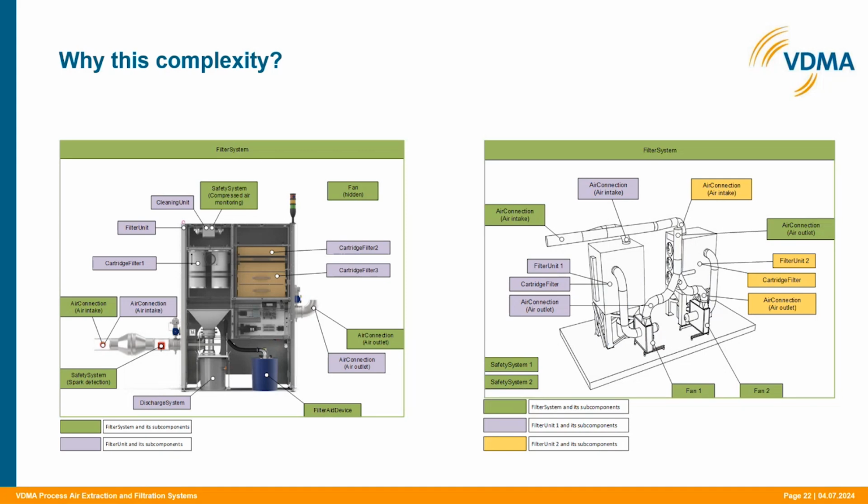identical, meaning that in the companion spec, we make a differentiation or definition where we say either the filter system may be the device itself or the filter unit as part of the filter system may be the device. In this case, on the left-hand side, that's pretty clear. The filter system is identical with the filter unit, meaning that the device is the filter system.